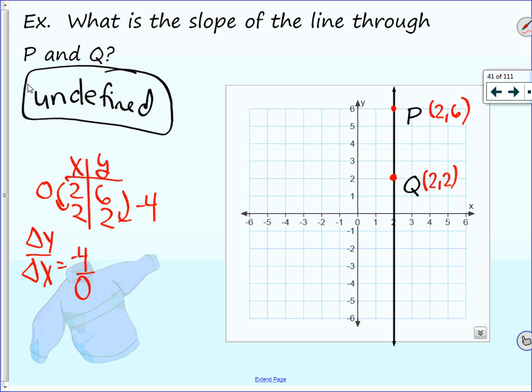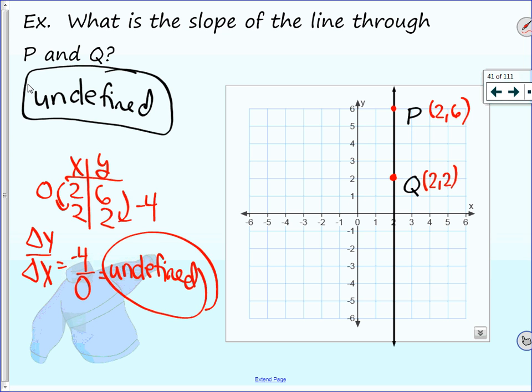Try your calculator. Type in negative 4 divided by 0. It says error. You're asking yourself, how many times does 0 go into negative 4? It doesn't. This is undefined. You cannot divide by 0. You can't. 0 divided by negative 4, you can do all day. That's 0. But negative 4 divided by 0 is undefined.